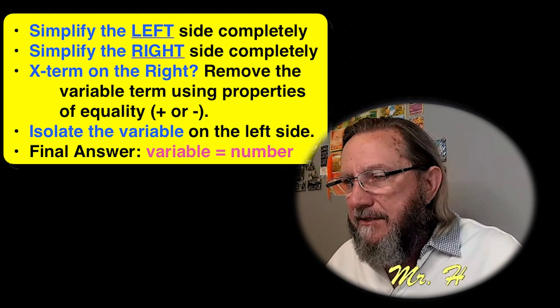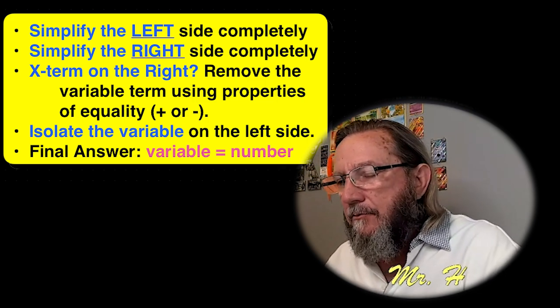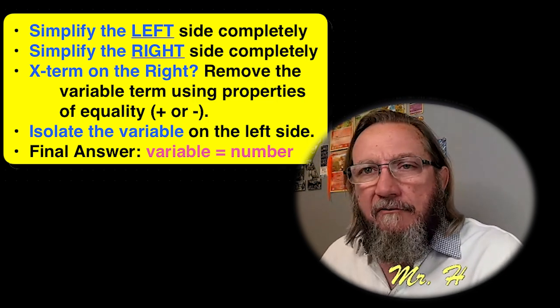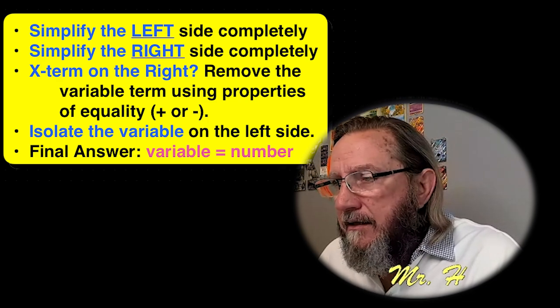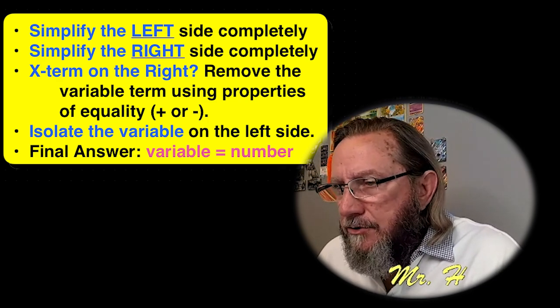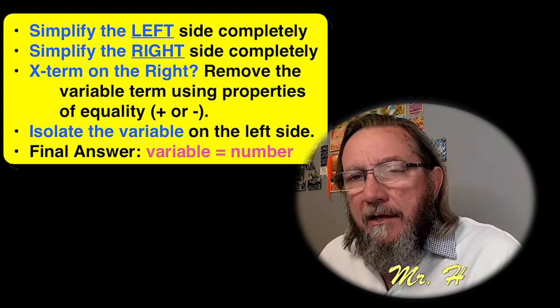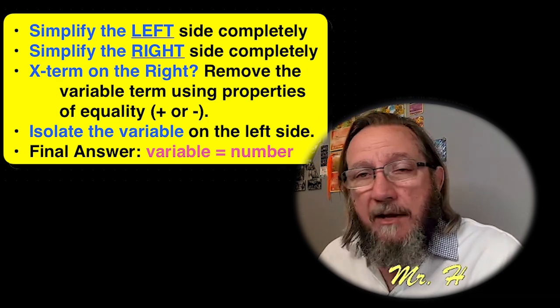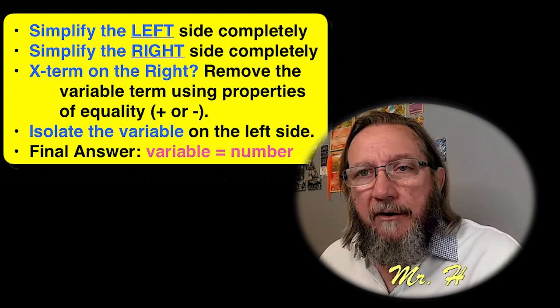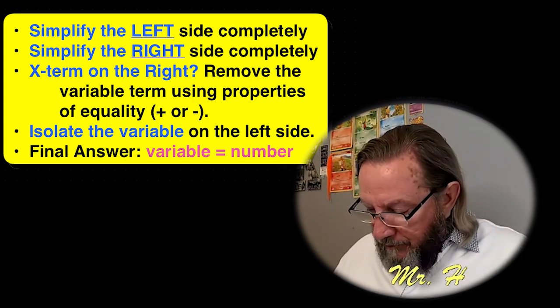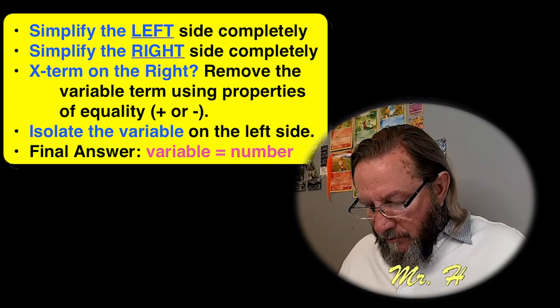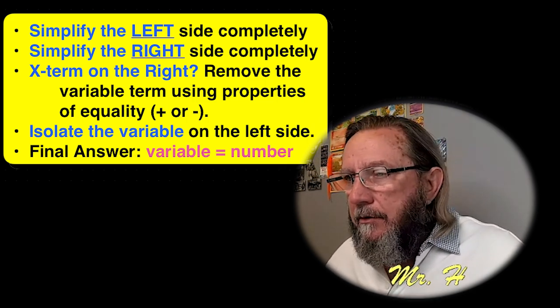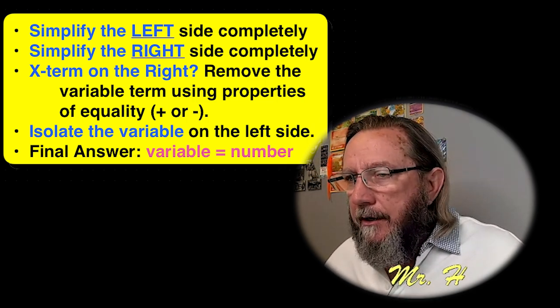Simplify the left side completely, simplify the right side completely. Do you have a variable on the right-hand side? Get rid of it using addition or subtraction. Then isolate the variable. That's going to be usually a two-step process where you add or subtract a number and then multiply or divide by a number. That will take you to your final answer where you just have a variable equal to a number.